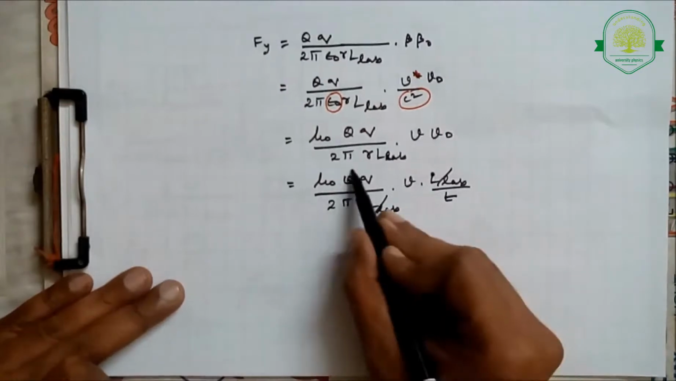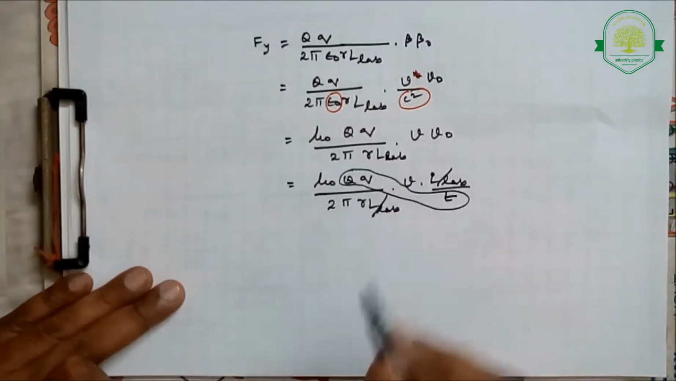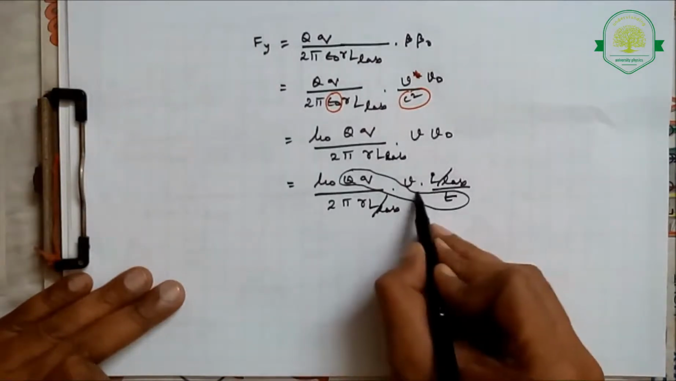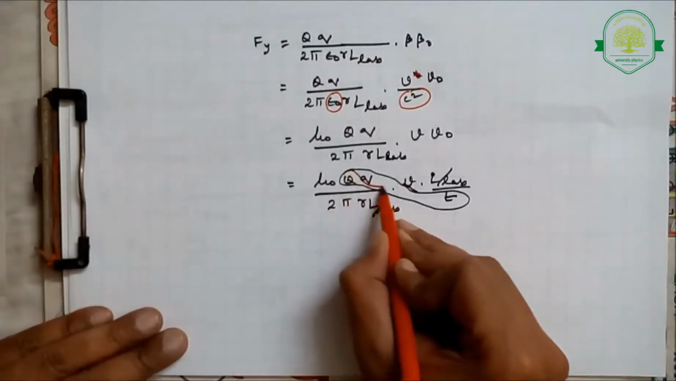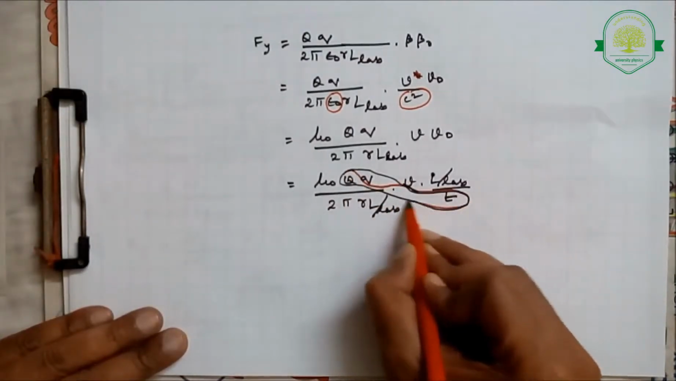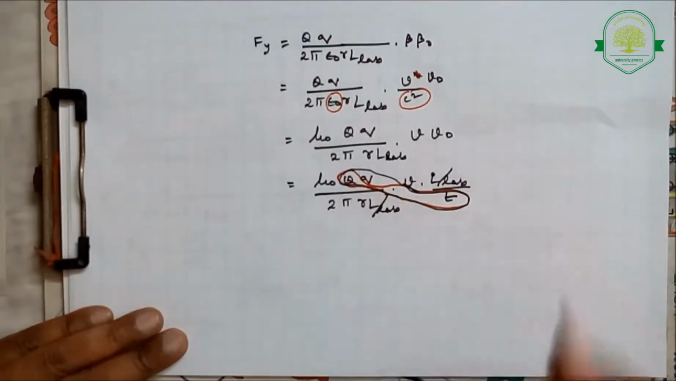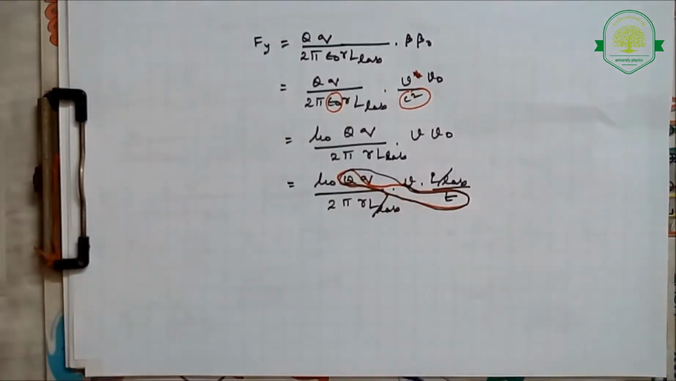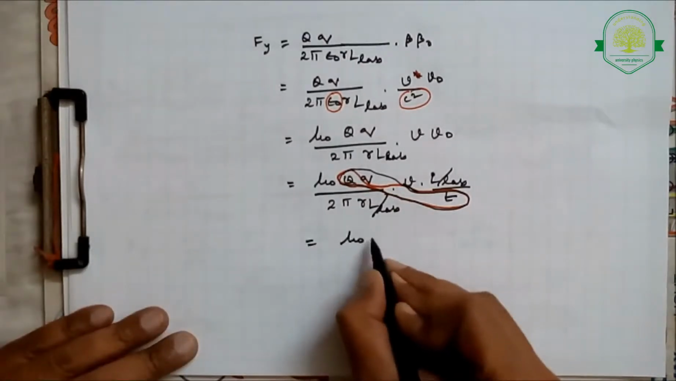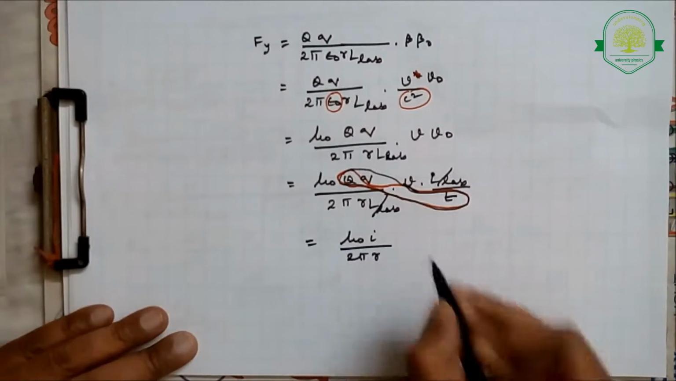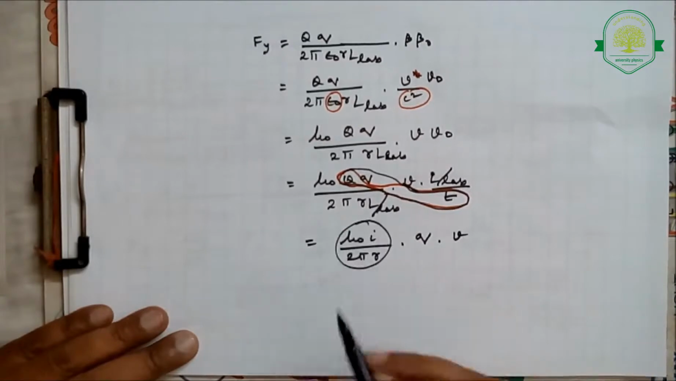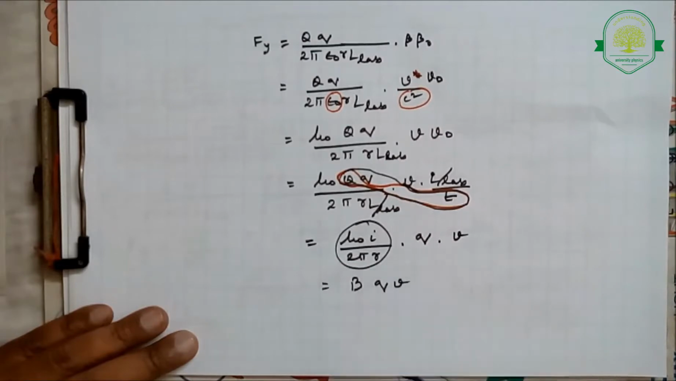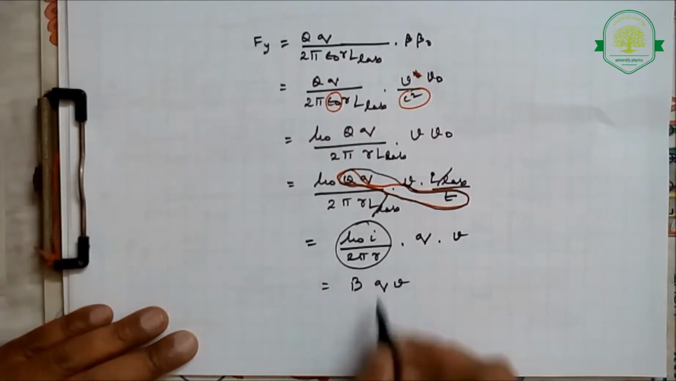And capital Q over time is just the current. I mean this quantity, the small q is not included. So capital Q over time, capital Q being the charge of the electrons, that over time will give us the current. So I'll get mu naught I over 2 pi r times small q times V. So this is just the magnetic field created by an infinitely long current carrying wire. So this is the expression for Lorentz force.